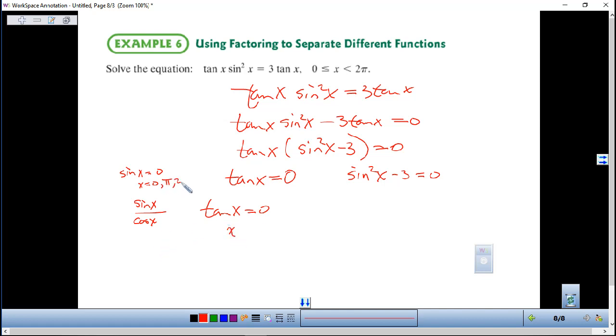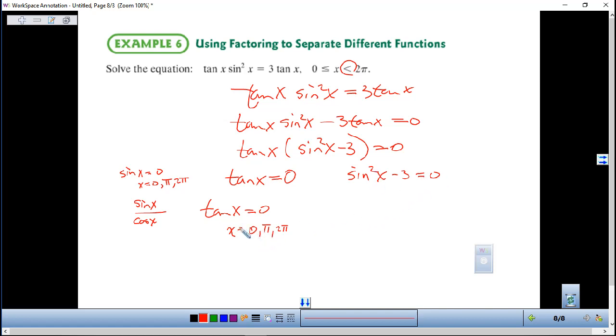And 2 pi. Even though we're not actually including 2 pi, I like to go ahead and include it. So we've got 0, pi, and 2 pi. And the reason why a lot of times you want to include 2 pi is because 0 is going to be included when you do the plus 2n pi.